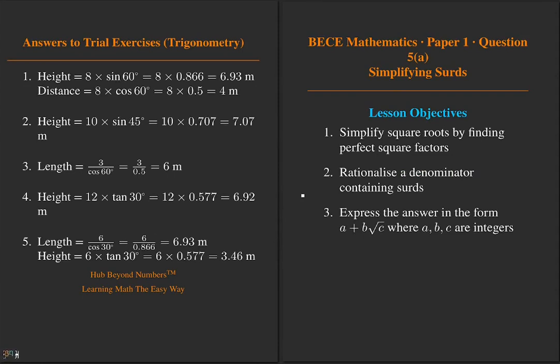In this lesson, we are looking at BECE question 5a, and it is on simplification of surds. By the end of this lesson, you should be able to simplify square roots by finding the perfect square factors. You should be able to rationalize the denominator containing surds, and then finally, you should be able to express your answer as a plus b root c, where a, b, and c are all integers.